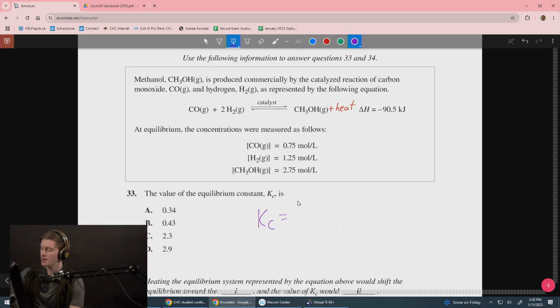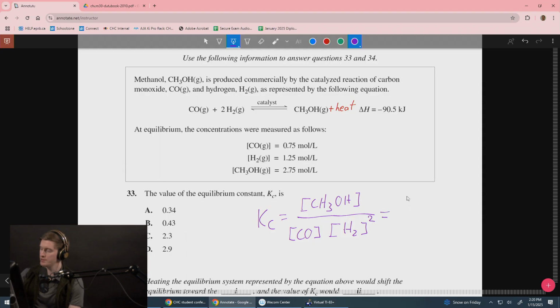Kc is going to be our products over our reactants, the concentrations of these raised to the power of their coefficients. There's just a coefficient of 1 for the methanol, so it's just our concentration of methanol on top, and then it's going to be our concentration of carbon monoxide on the bottom times our concentration of hydrogen gas raised to the power of 2.